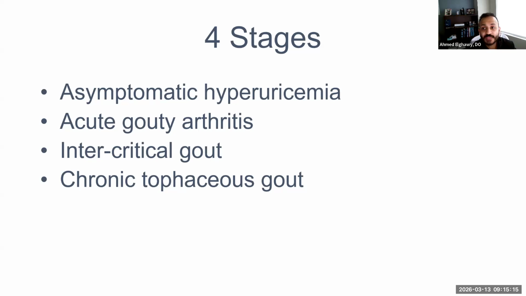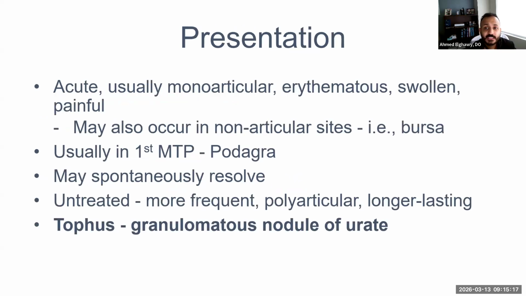So how do these patients present when they actually have a gout flare? It can be acute, usually monoarticular. We think of the big toe as the primary site, but it can technically occur anywhere in the foot, in the knee, especially as you develop worsening polyarticular gout. You can actually start getting it almost anywhere in the body. It can go away on its own, but again, if you don't treat it, it's going to become more frequent. It's going to start affecting more joints, and it can last longer each time. And eventually you can develop a tophus.